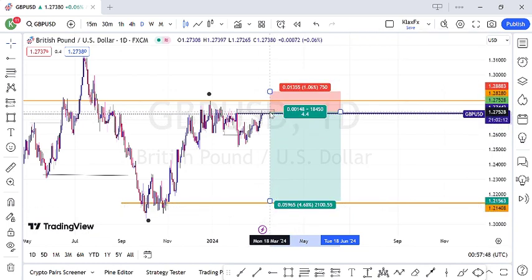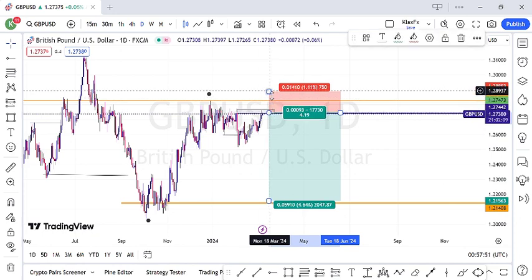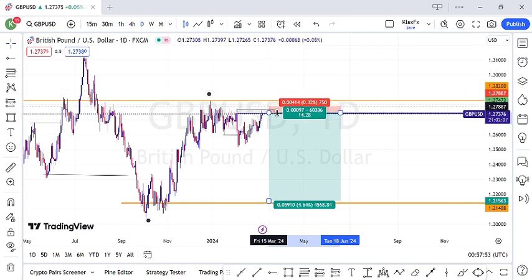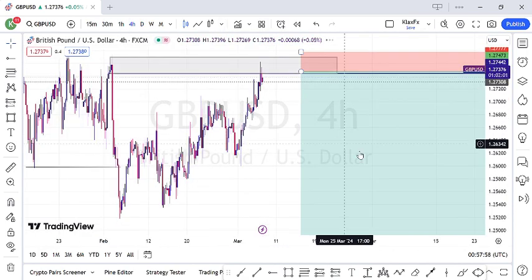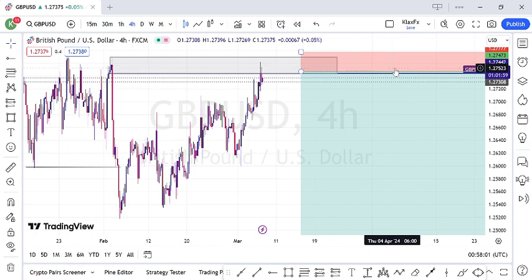This is going to be the entry, stop loss above this range. Correct. So this is what I'm looking at. So if I go back to my 4-hour time frame, this is how my trade setup looks like.